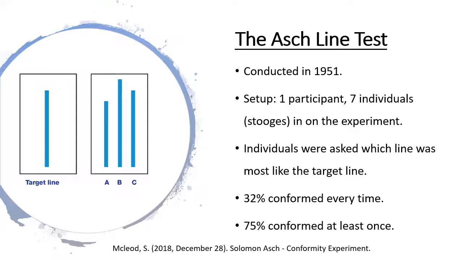Once the experiment began, they were sat down at a large table and shown an image like the one displayed on the left of this line. They were then prompted to state which line was most similar to the target line. 18 different images were shown, and in 12 of them the stooges gave incorrect answers. Once the experiment was complete, Asch discovered extraordinary results. The results demonstrated that 32% of the participants conformed to what was clearly the incorrect answer, and about 75% of the individuals conformed to at least one.